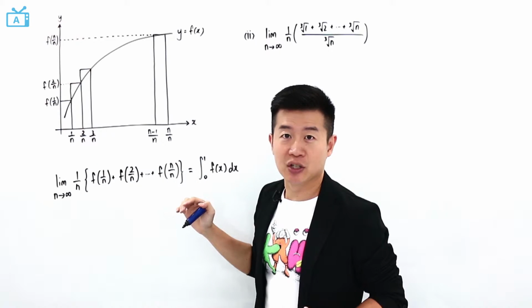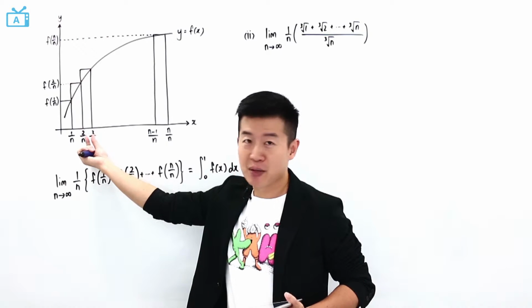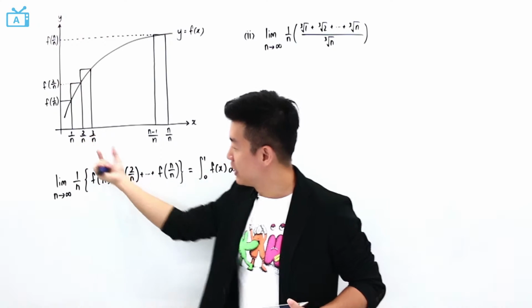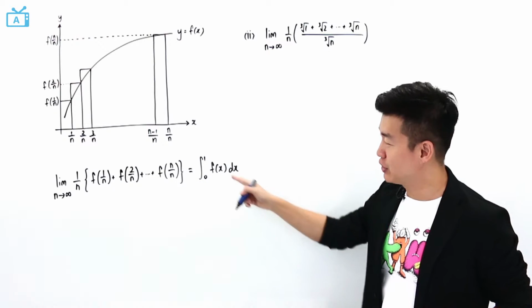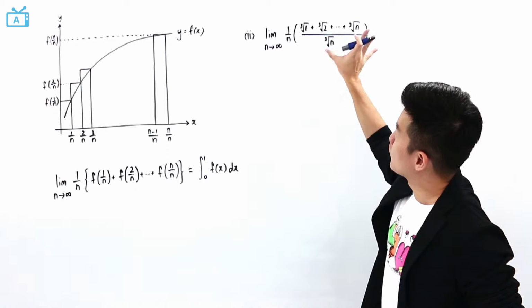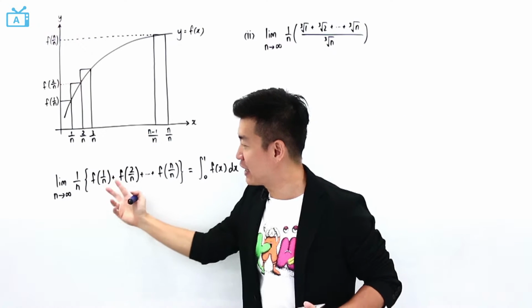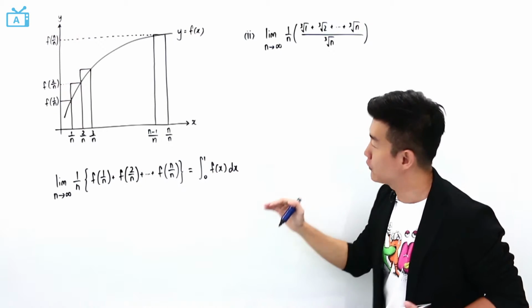And if n goes to infinity, that means the width of the rectangle will become infinitely small. That means this can actually be calculated by doing a process of integration of the function f(x). So what we're going to do to evaluate this is to try to relate this back to here so that I can try to observe and guess what is the expression of this function f.